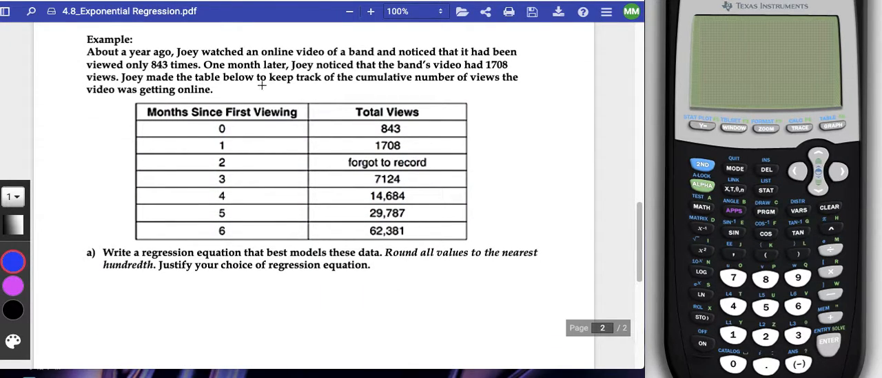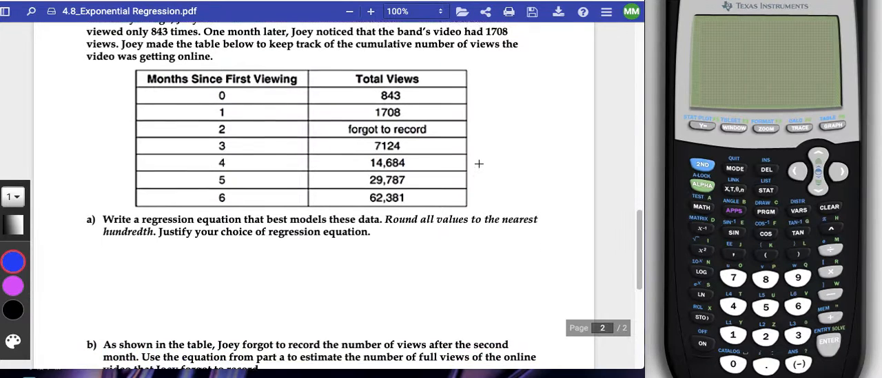This example says about a year ago, Joey watched an online video of a band and noticed that it had been viewed only 843 times. One month later, Joey noticed the views had already reached 1,708. Since then, Joey started tracking the number of views for this band, and he made a chart to record this data. But apparently, as you can see, in the second month, Joey forgot to record.